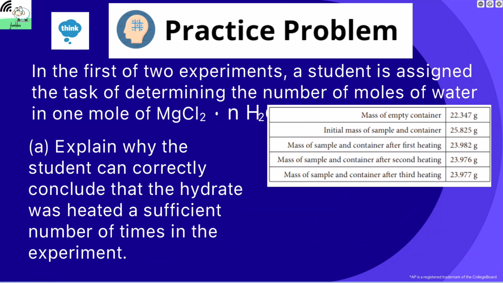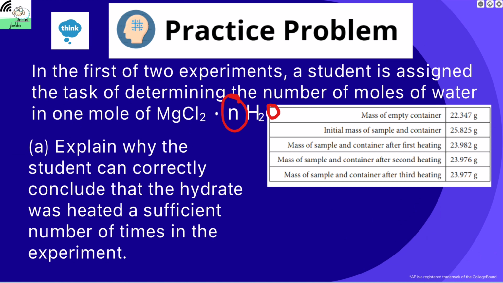So we're given a little bit of a free response question we want to take a look at here. It says in the first two experiments, a student is assigned the task of determining the number of moles of water in 1 mole of MgCl2·nH2O. So eventually what we're going to need to do here is figure out this number here, this n, this mole number in front of the hydrated compound.